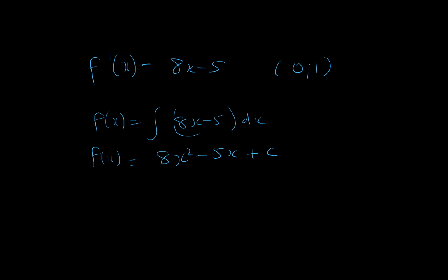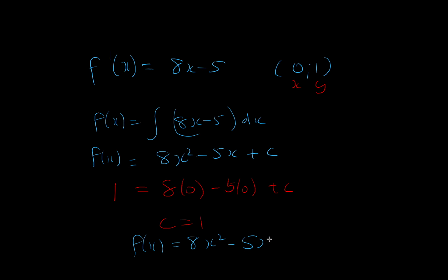Now we substitute the x and the y values. So this is the x and that's the y. So 1 is going to be 4 times 0 minus 5 times 0 plus c. So c will be equal to 1. So our final answer will be 4x squared minus 5x plus 1. And that's how you get a specific function using integrals and a specific point.